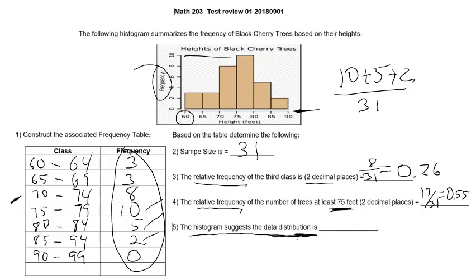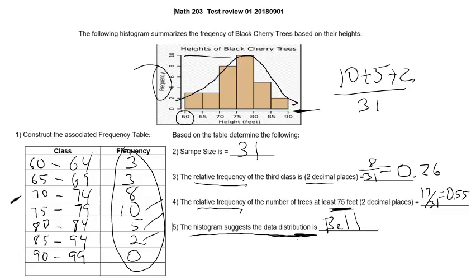Moving on. Now the histogram is suggesting the data distribution is what? Well, again, there were 4 different types of data distributions: left skewed, right skewed, bell-shaped, and uniform. Well, if we look here, we tend to go up and then we tend to go down. So since we have 2 tails on each side, and again, if you kind of smooth this out a bit, it looks like a hill, we will assume this is bell-shaped data.